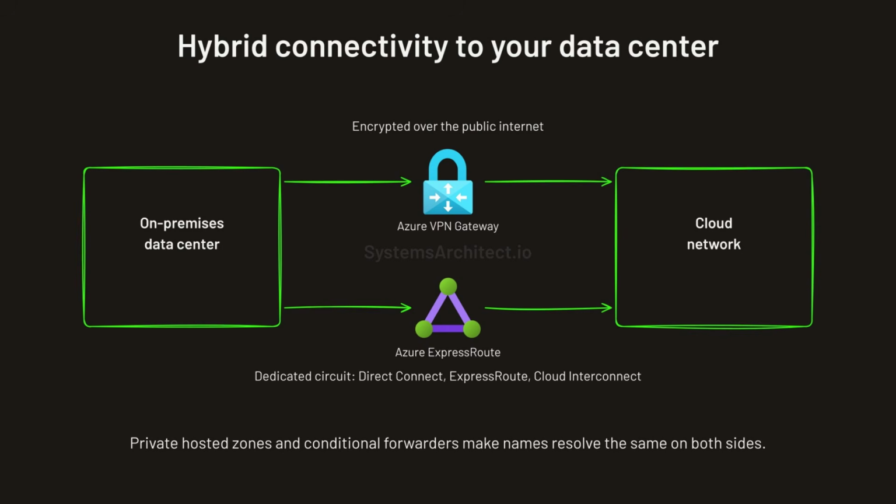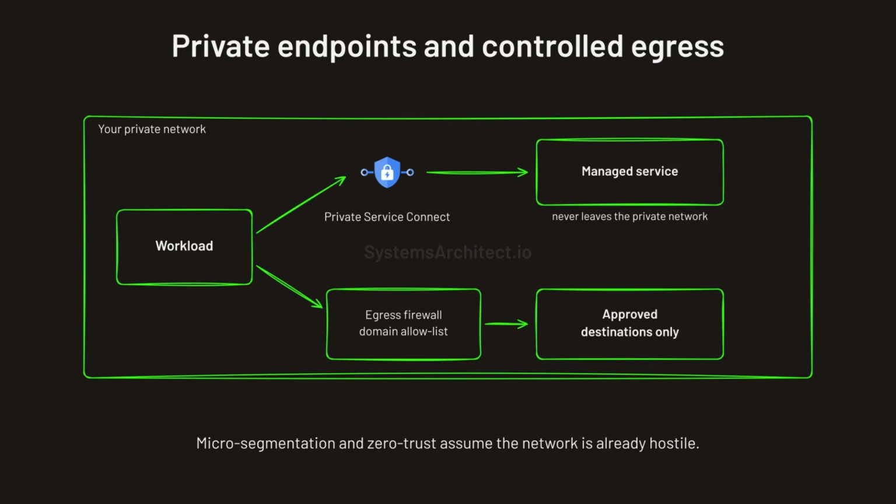DNS resolution has to be solved alongside routing. Use private hosted zones and conditional forwarders so names resolve identically on both sides. Traffic to managed services should never leave your private network at all. Private Link on AWS and Azure and Private Service Connect on Google Cloud exposes a service as an address inside your own subnet. Egress filtering controls what your workloads may reach outbound, usually through a firewall with domain allow lists. That is what stops a compromised container from streaming data to an unknown host.